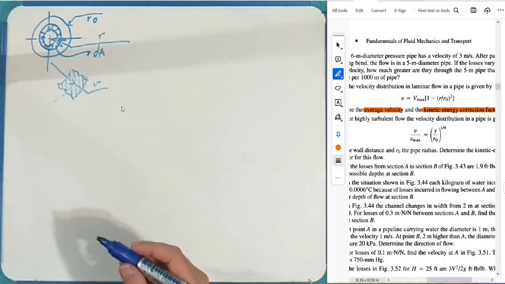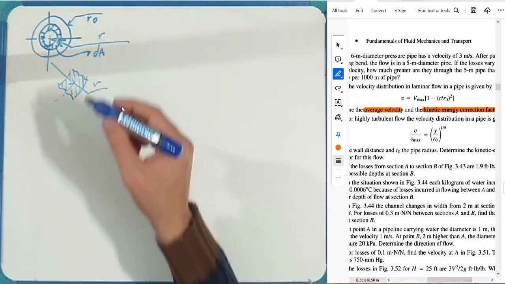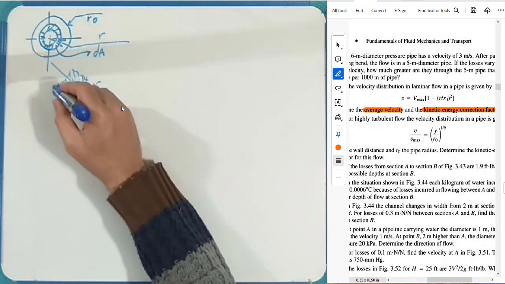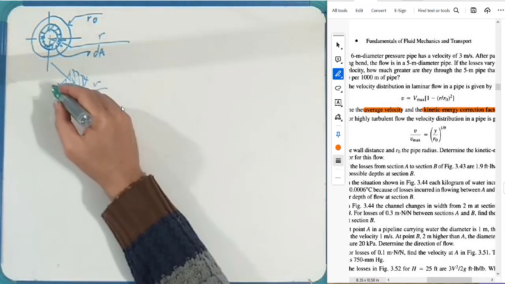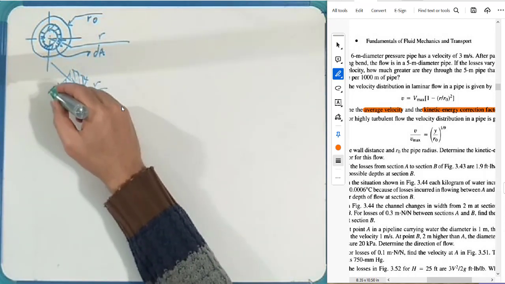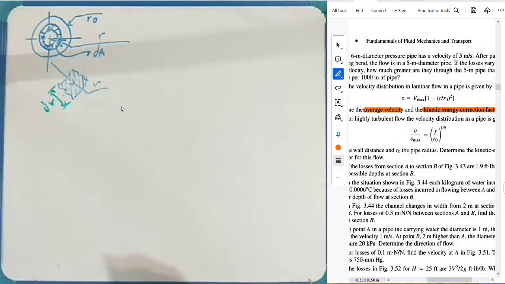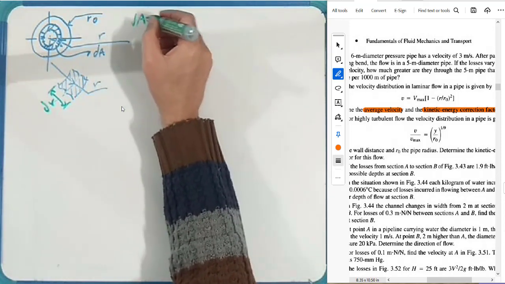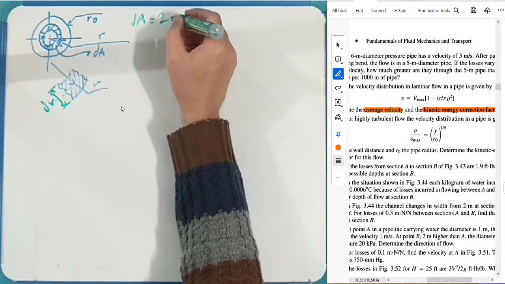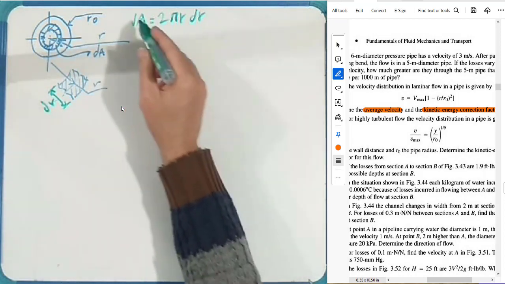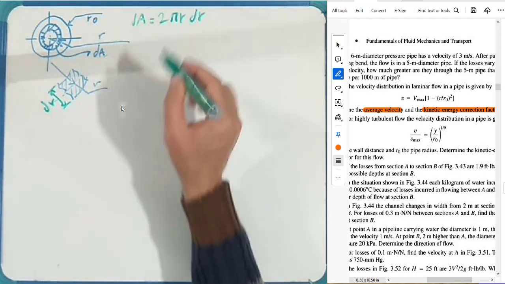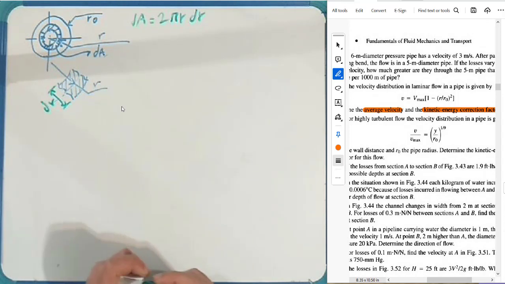Okay, and what do we have? The width of that is dr. Yeah, dr. I want to calculate dA. It would be 2 pi r times dr. Is it true? The area of that one, dA, equals that. Okay, let's get started and solve this problem.